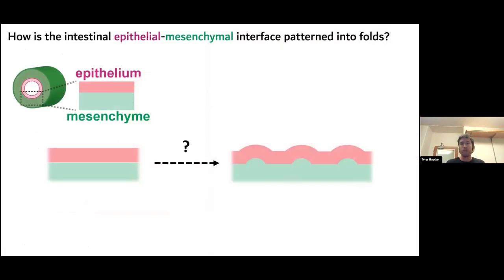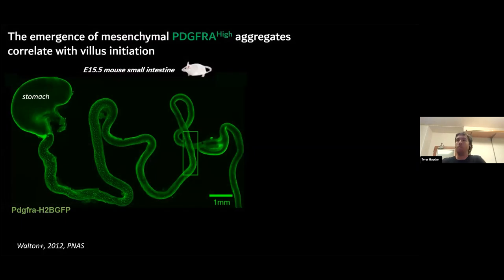And so the question I'm interested in is a very simple one: how is this curvature initiated during embryogenesis, and specifically how does this become patterned across the length of the intestine? I've been studying this specifically in the mammalian system. So we use the mouse, and villus initiation in the mouse has been characterized to a good degree by Kate Walton and Deb Gumucio at the University of Michigan, who showed that the first signs of villus formation occur coincident with the emergence of these green spots that line the length of the mouse gut.